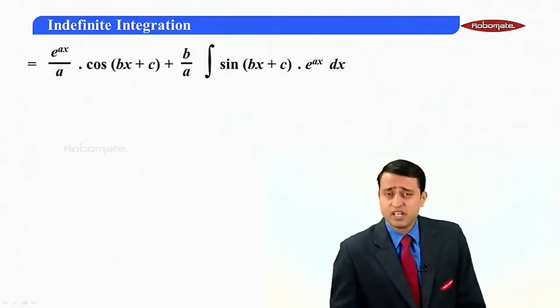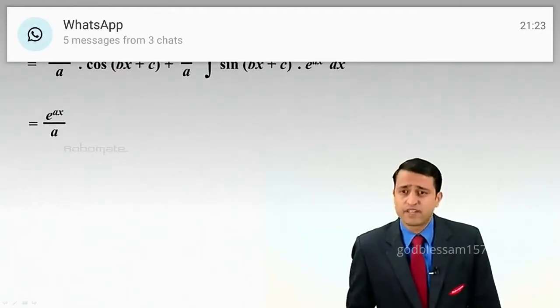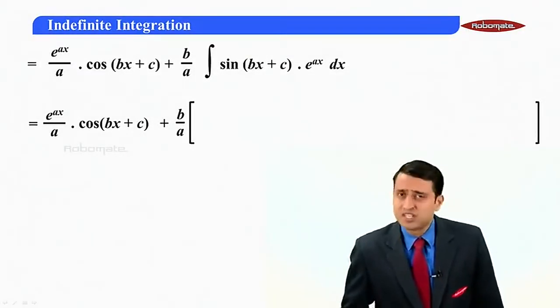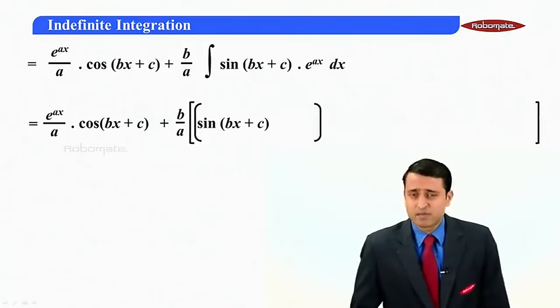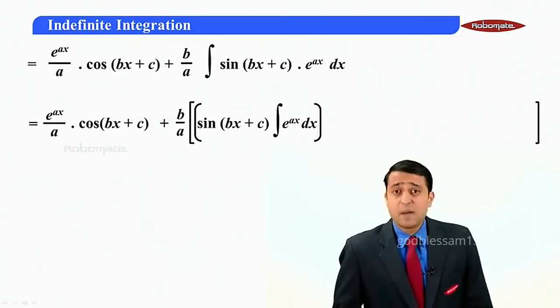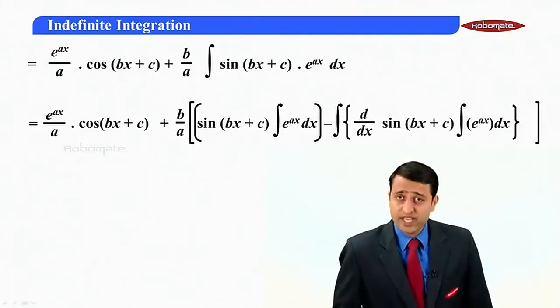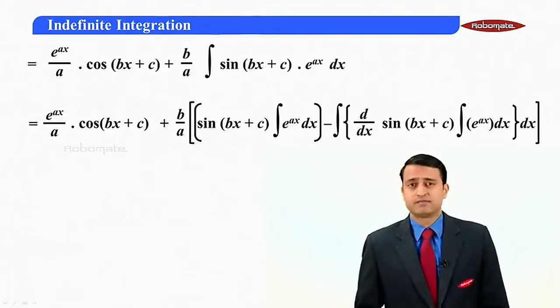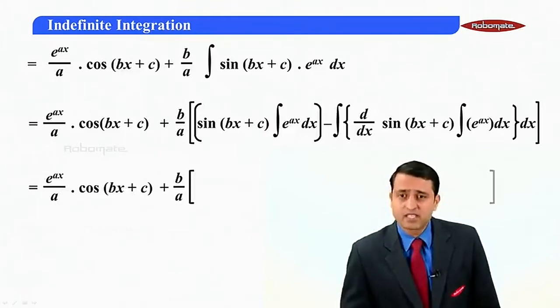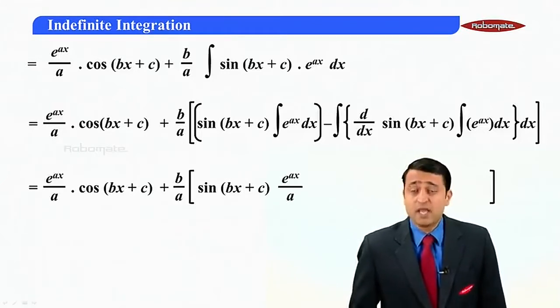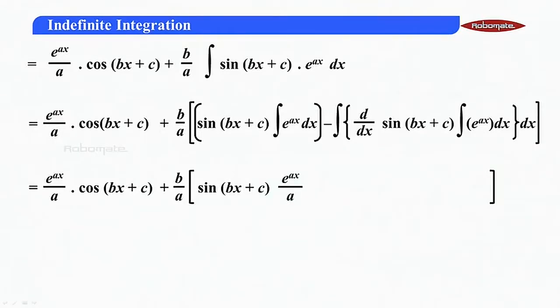Again we have one integral. Let's go to that. The first part of it will remain as it is. Now b by a we keep as it is. Again I have to apply the u into v rule. Sine will be taken as u. So sine of bx plus c integral of e raised to ax dx minus integral d by dx of sine bx plus c integral of e raised to ax dx the whole dx. Okay, my dear students. So the first part being as it is, b by a as it is, sine of bx plus c into e raised to ax by a minus, now derivative of sine bx plus c is cos bx plus c into b, and integral of e raised to ax is e raised to ax by a dx has to remain.